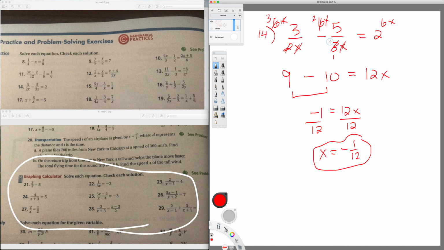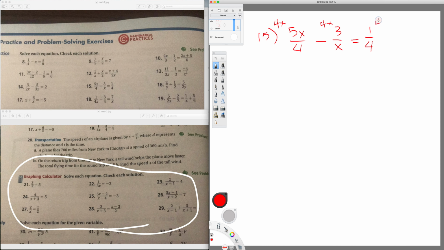Number 15, we have 5x over 4 minus 3 over x equals 1 over 4. My least common denominator has to have a 4 and an x, so it's going to be 4x. So I'm going to multiply every term by 4x. So here the 4's cancel, and I have x times 5x. Well, x times x is x squared, so this is going to give me 5x squared.